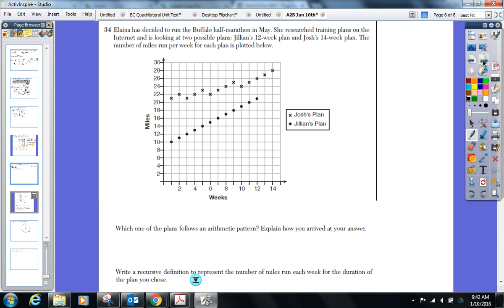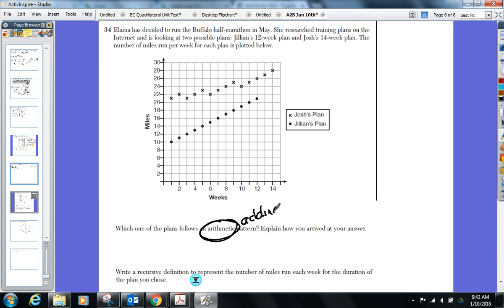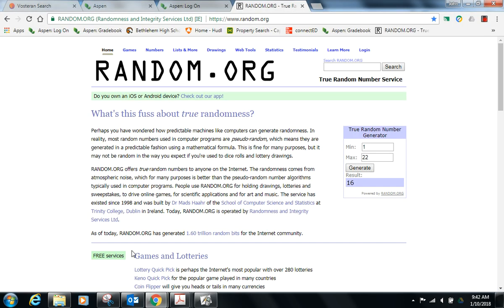All right, what's arithmetic again? What type of sequence is arithmetic? If they add the same number. Geometric is if they multiply by the same number. So which plan up here am I adding to, because it's arithmetic, adding the same number every time? Okay, so which one up here does it look like I'm adding to?